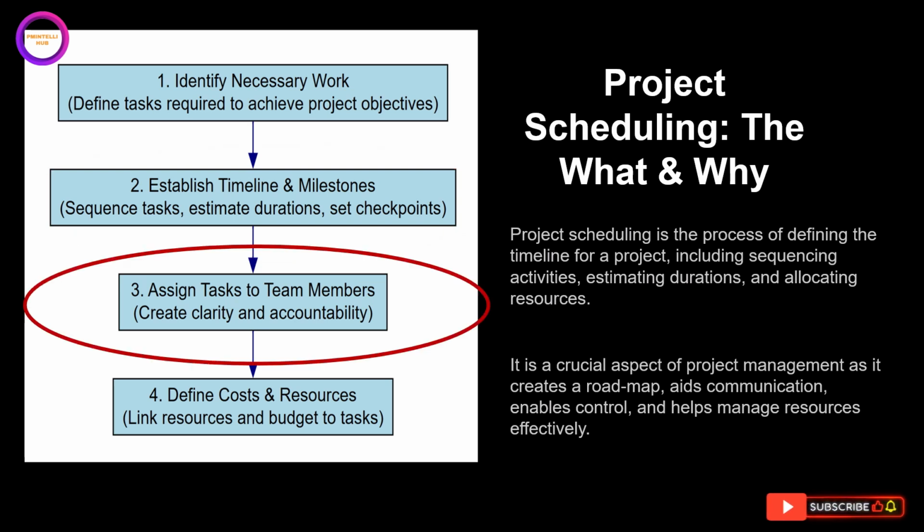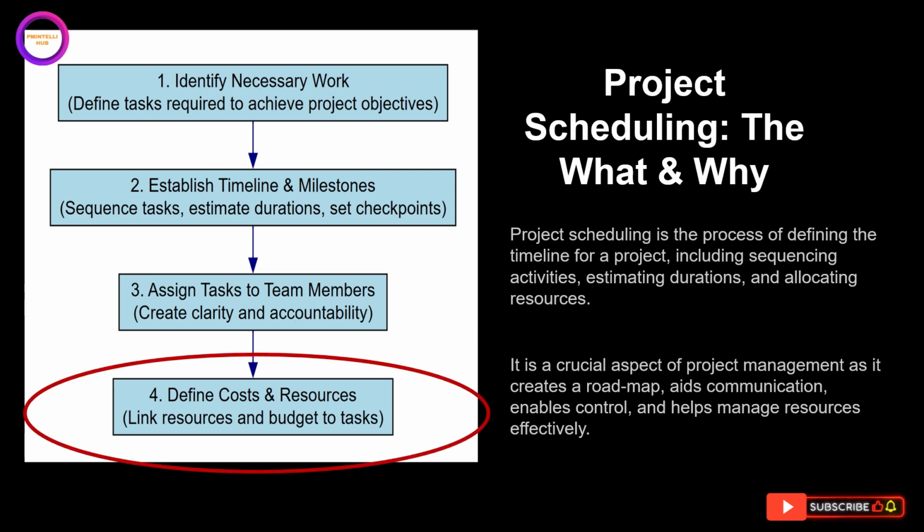Third, scheduling involves assigning tasks to responsible team members. A schedule is not just a list of tasks, it's a commitment. By assigning each task to a specific person or team, you create clarity and accountability. Everyone knows what they are responsible for and when it's due.